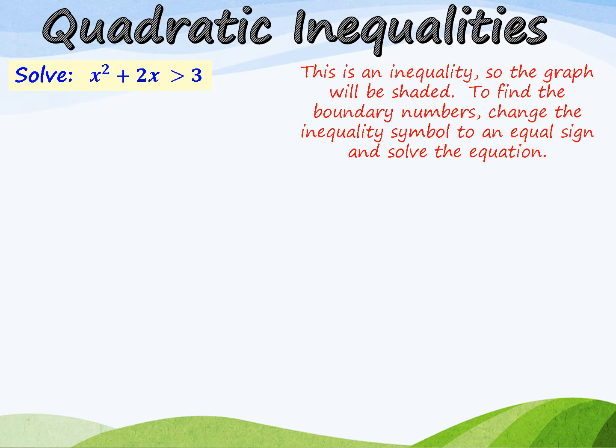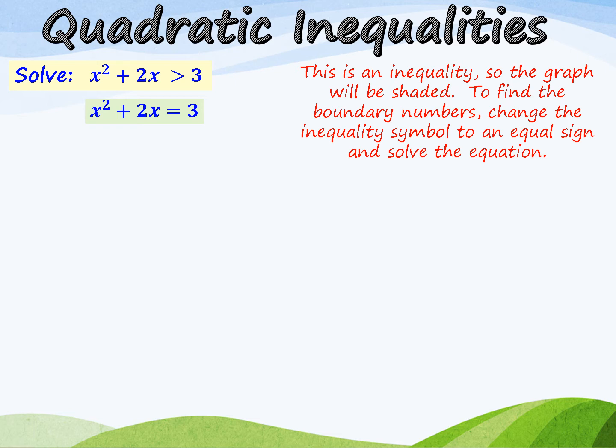So we need to find out. So we're going to use this on a number line. Okay, we're going to do a number line solution set. And so we need to decide what the boundary numbers are. So to find out what the boundary numbers are, we're going to change that inequality to an equal sign, and then we're going to solve the equation. So I changed greater than to be equal to, so x squared plus 2x equals 3.